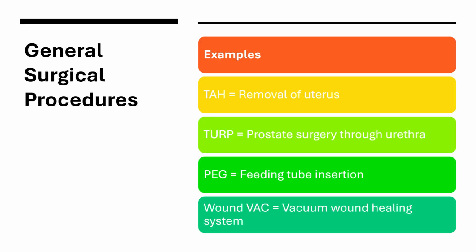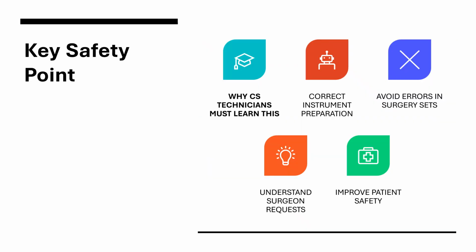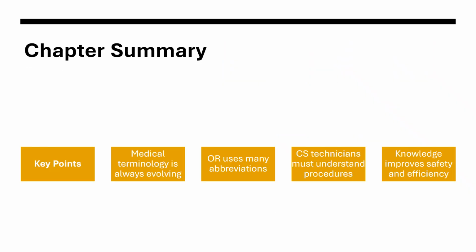These procedures include general surgeries and treatment methods. For example, PEG is used to provide nutrition directly into the stomach through a tube. Understanding surgical abbreviations is very important for central service technicians. It ensures correct instrument preparation and supports patient safety in the operating room. In summary, medical abbreviations are widely used in surgery. Central service technicians must understand these terms to support surgical procedures safely and efficiently.